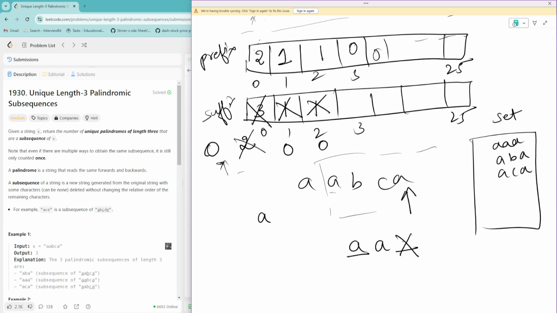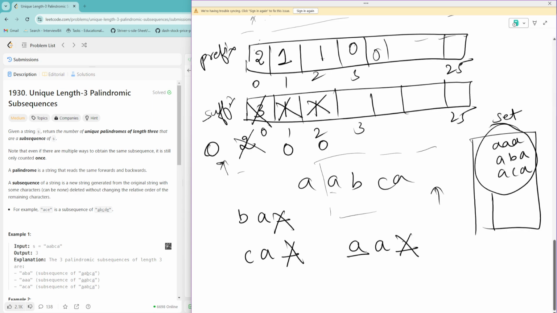Prior to A we have B. Is there any element B after this particular A? No. There is also C that is occurring. Is there any element that exists after A? No, there is not. So we don't put anything into the set. Now the traversal of the string is over. We can see the palindrome subsequences in our set are 3. We just need to return its size as 3.